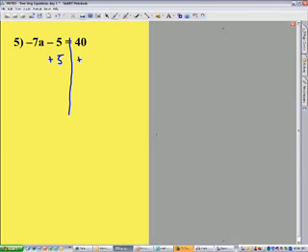Remember, we do addition and subtraction first. Why don't you add 7? Because 7 is being multiplied by A. Okay, so right now we're going to add 5 to both sides.